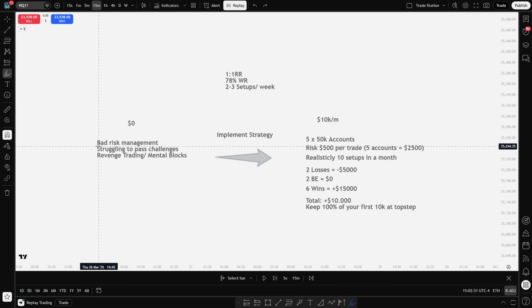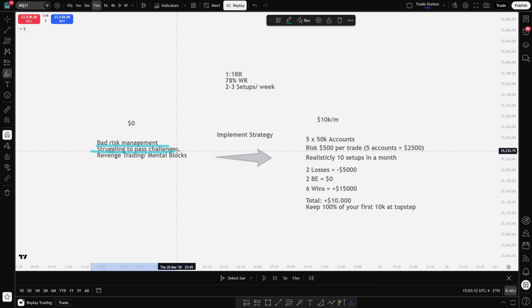Why? Because you have a proven system. Risk management is really just something you need to follow based on a strategy. Simple 1-to-1 target. Nothing more, nothing less. Don't change anything about it. You're struggling to pass challenges. With this systematic approach and just executing whenever your setup says so, you will pass challenges, period, end of story.